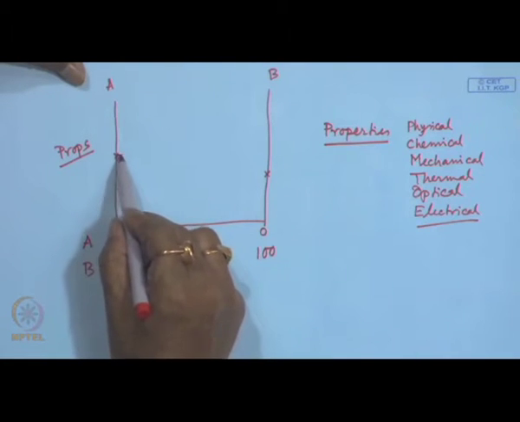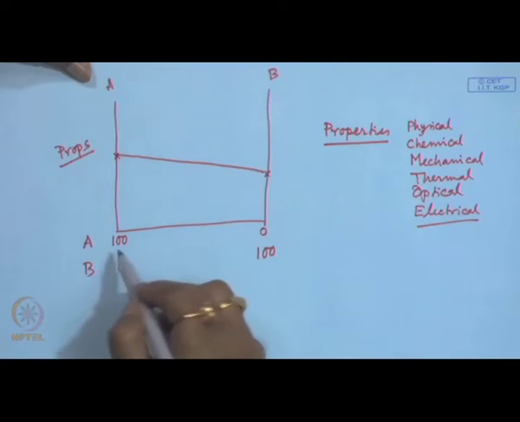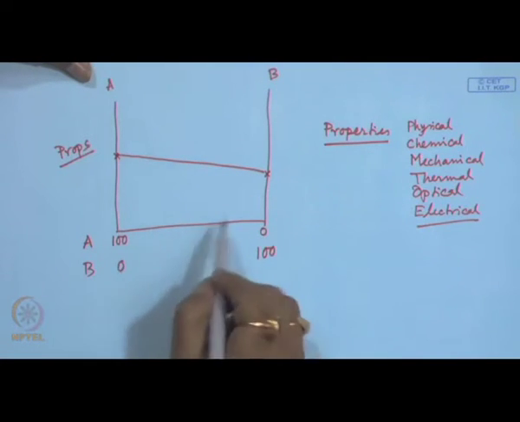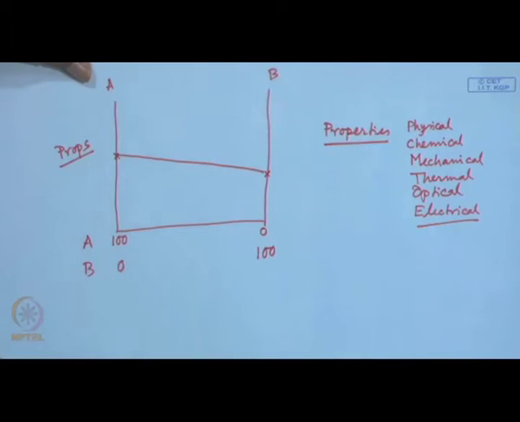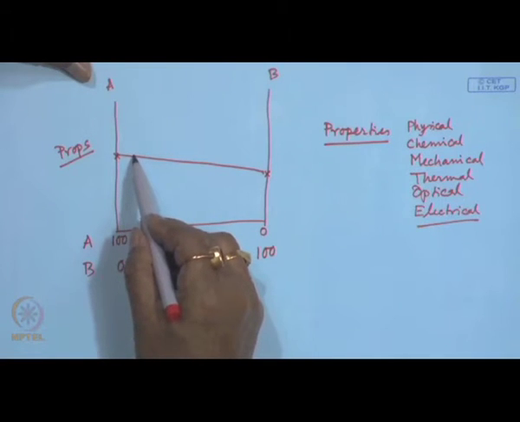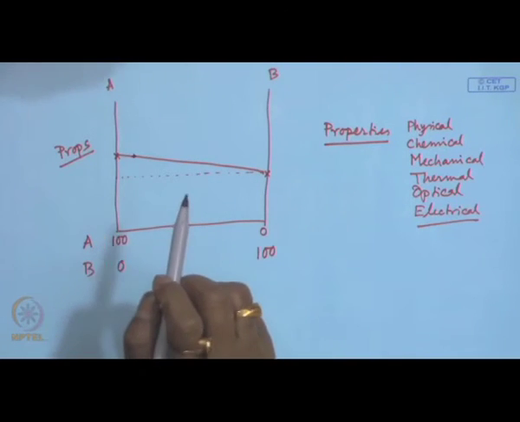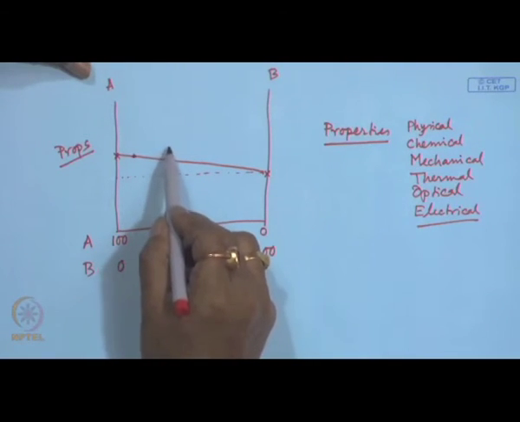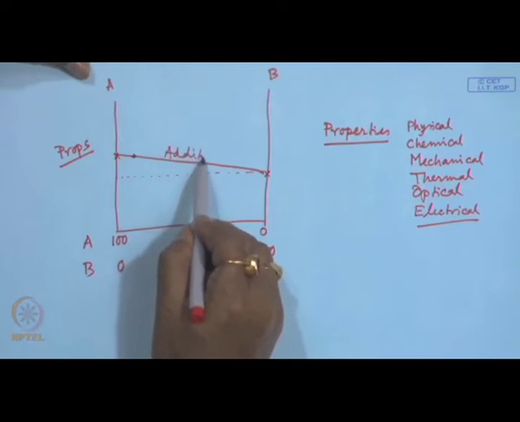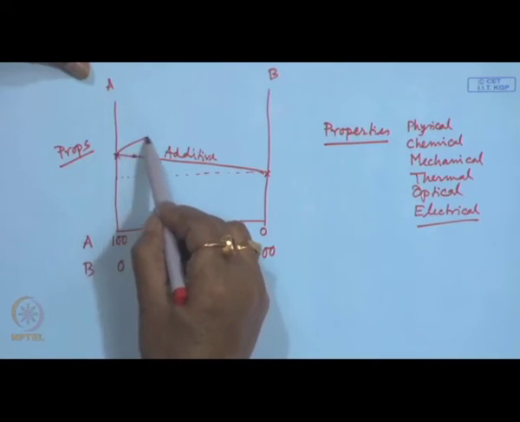So, if we join these 2 points, we will get an additive line. That means, if we gradually mix A with B or B with A, the property changes like this. That means, if we have more proportion of A, less proportion of B, then we can have a property over here. That means, it is above this line. So, this is actually the additive line, additive behavior. Okay. Then we can have a synergistic behavior like this.